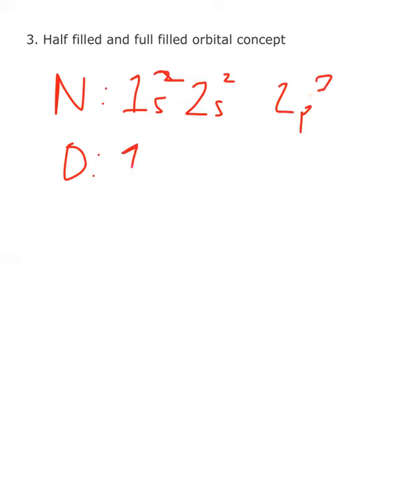And for oxygen, it is 1s2, 2s2, and 2p4. So what we know is that if an atom has half-filled or full-filled orbitals, then it is more stable than an atom that does not have half-filled or full-filled orbitals. So over here, nitrogen has 1s and 2s full-filled, and 2p is half-filled, whereas in oxygen, 1s and 2s are full-filled, but 2p is not half-filled. So nitrogen is more stable than oxygen.